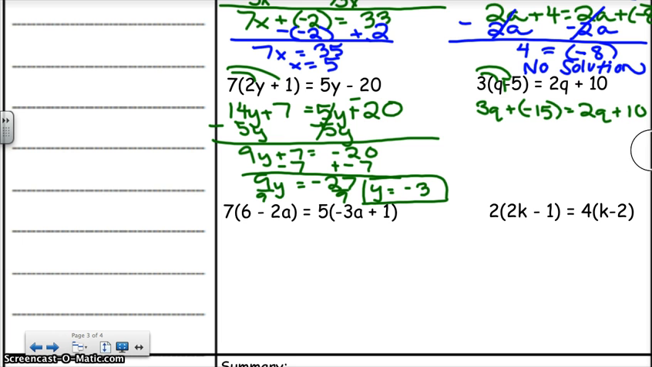So I can't do anything. So now I move to step 3. Get the variable to the left side, or right, or whichever side you like it. So I'm going to subtract 2q to move it over. 3q, take 2q away, I'm left with 1q, which is just q. Plus a negative 15 I still have, is equal. The q's cancel out, and I'm just left with 10.